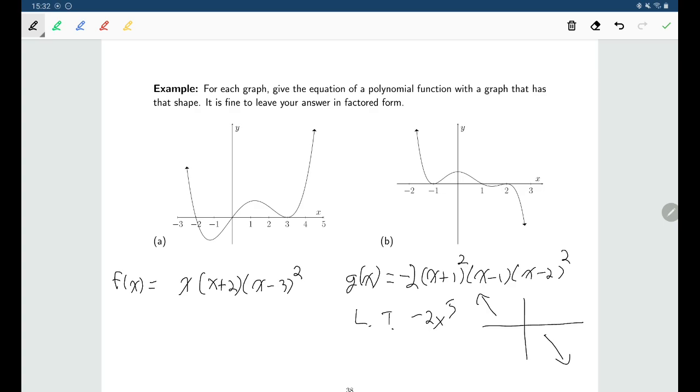So this function g of x that I've created has the correct end behavior. It does go up on the far left and down on the far right. And it does behave in the correct way at all of the x-intercepts that we have: x-intercepts of -1, 1, and 2, touching at -1 and 2, crossing through at +1. So I can feel confident, and I can say that this function that I've created for myself, g of x, would be something that has the same shape as the function that we've got graphed in part B.